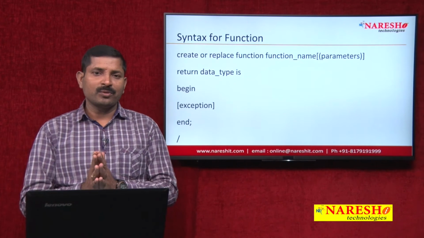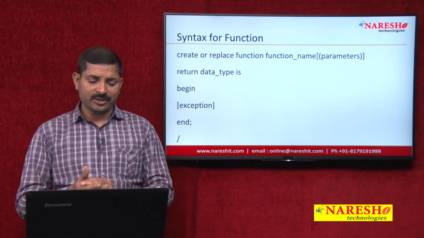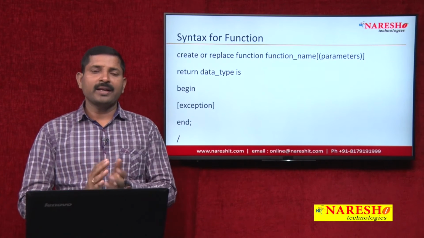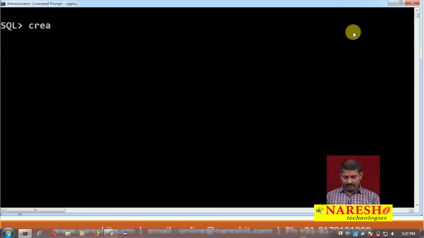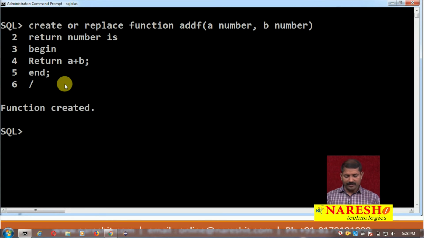This is very similar to procedure in Oracle, and let me show you a quick example of how you create a function. Let us create one function to add two numbers, and then let us see how you call that particular function. Look at the code: create or replace function, function name, two parameters, a number, b number, return number is, this is the return type, followed by begin block. In the begin block you have the return statement, return a plus b, followed by end block, and the function is created.